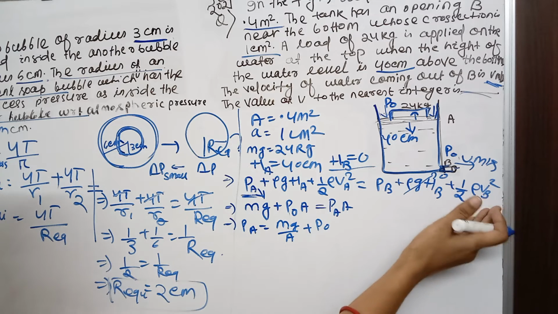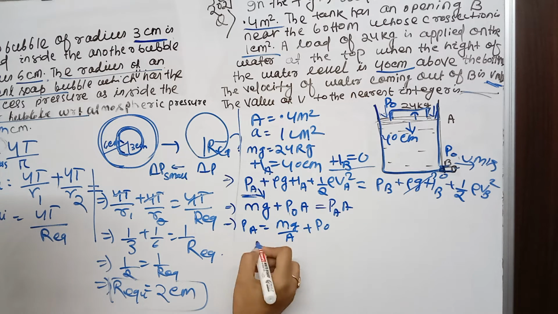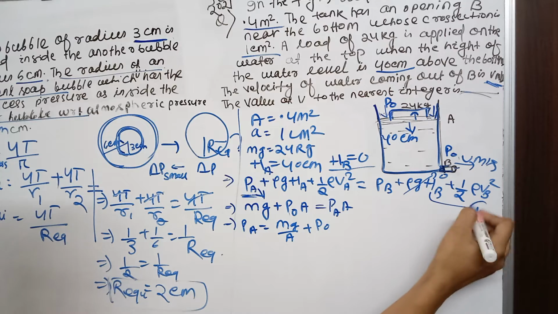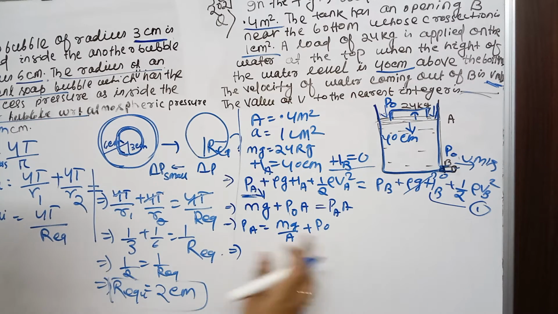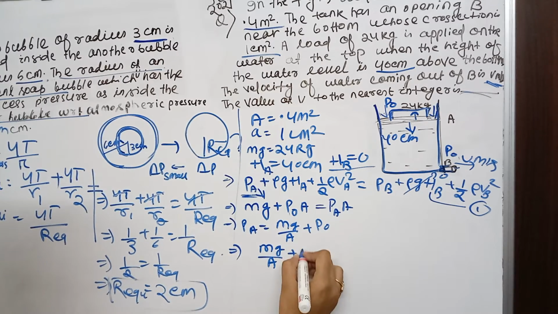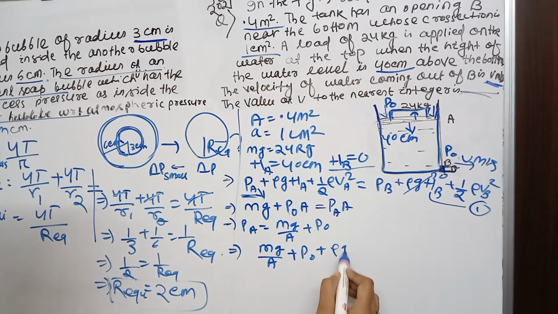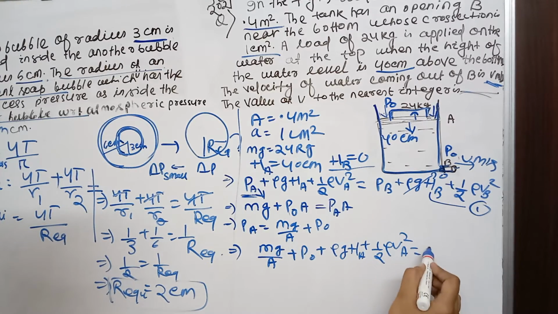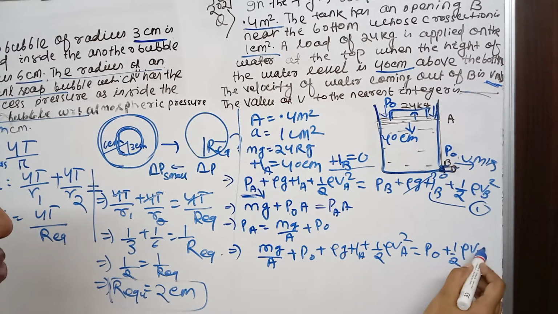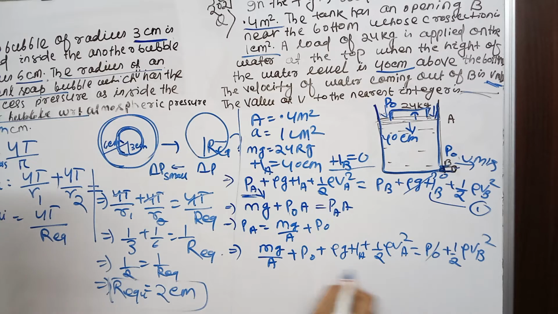So simple, you just need to find out this V. So now let's put this value in this. Suppose this is equation 1. So put the value in equation 1, you will get the answer. So here this will be mg upon A plus P naught, which is atmospheric pressure, plus rho g hA plus half rho VA square is equals to P naught plus half rho VV square. Okay, now P naught gets cancelled.